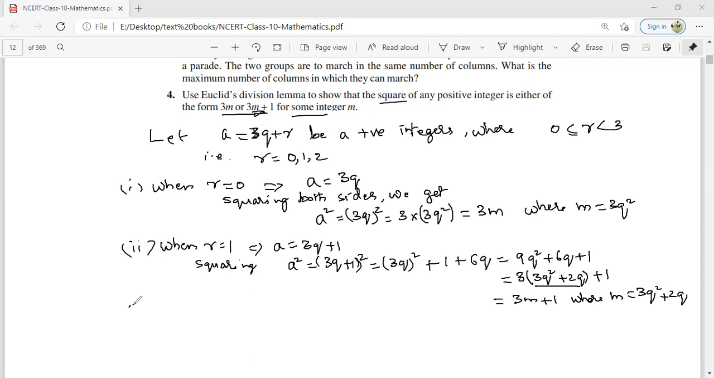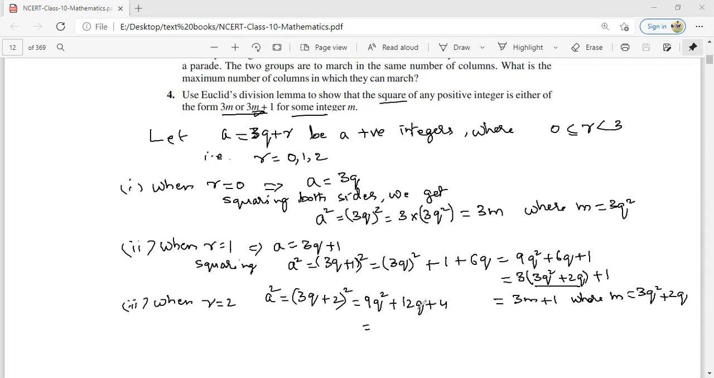Similarly, the third one: when r is equal to 2, a will be equal to 3q plus 2. Squaring both sides, we get 3q square, which is 9q square, plus 2 into 3 into 2, 12q, plus 2 square, 4. That is a square plus 2ab plus b square.